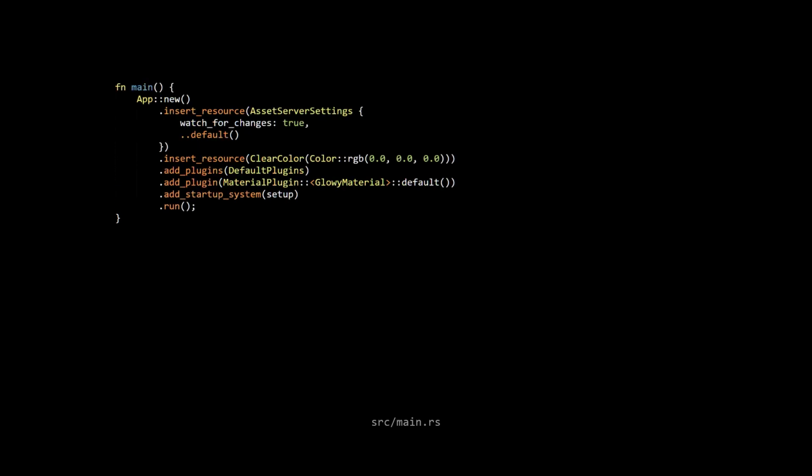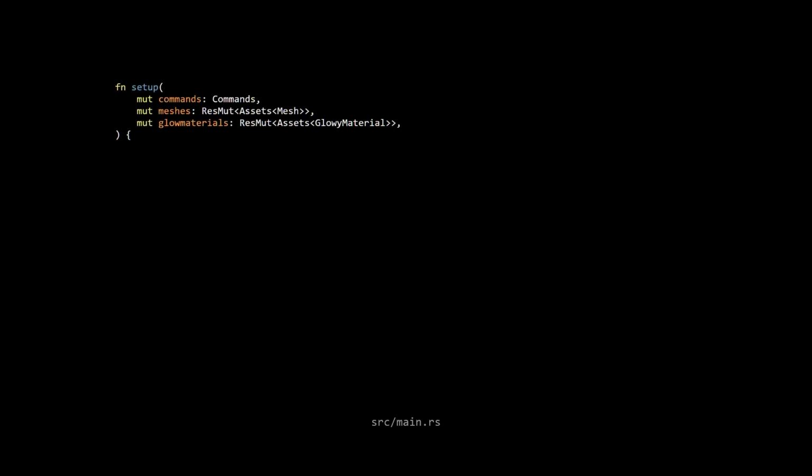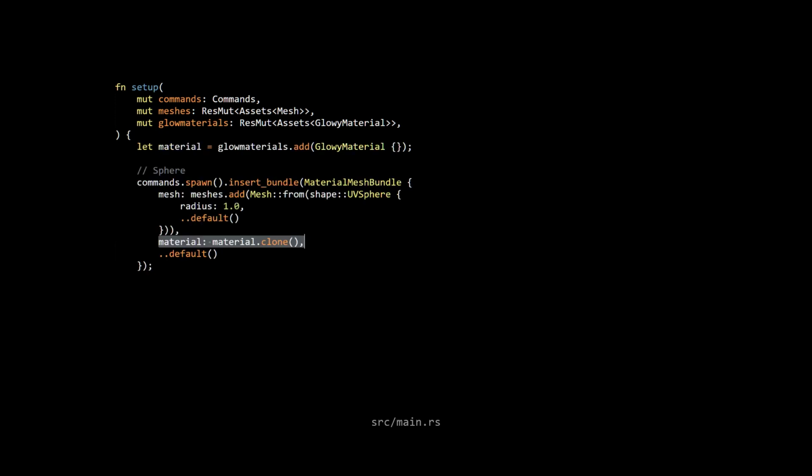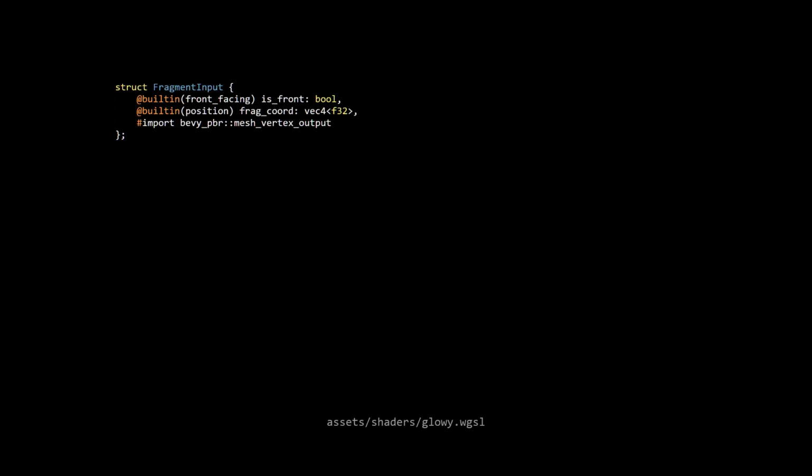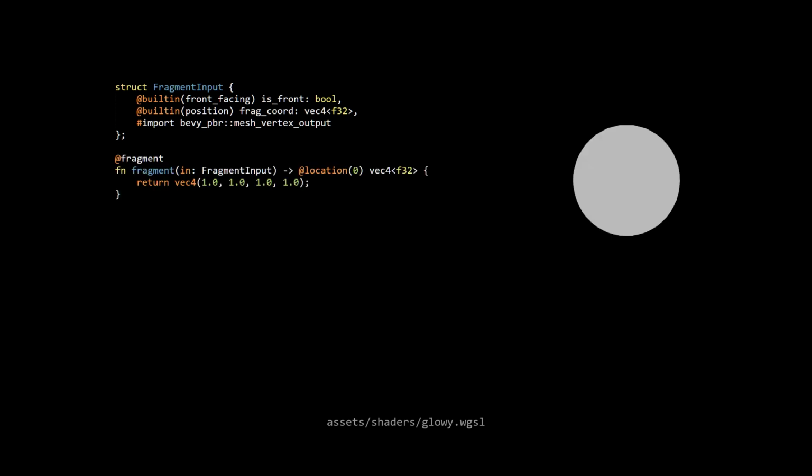We'll add the shaders plug into the app and its asset resource to the setup system. We'll create a new instance of the material and use its asset handle for our sphere. We'll define the input for a fragment shader, and then write a basic shader that'll just return a single color. Try some colors and see it update in real time.